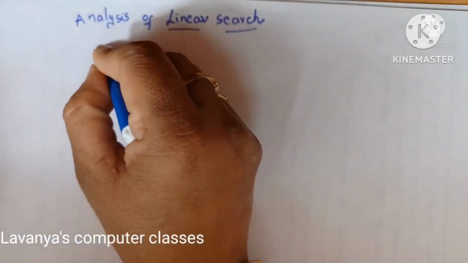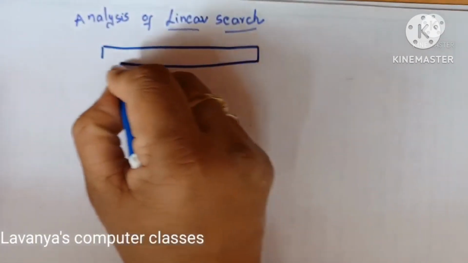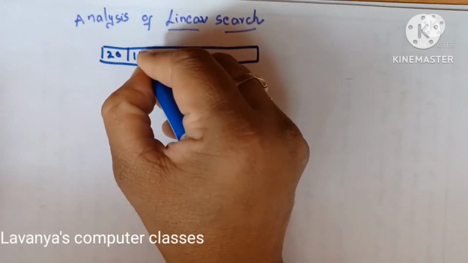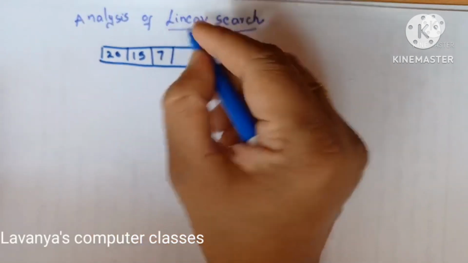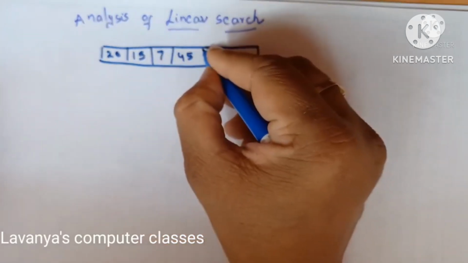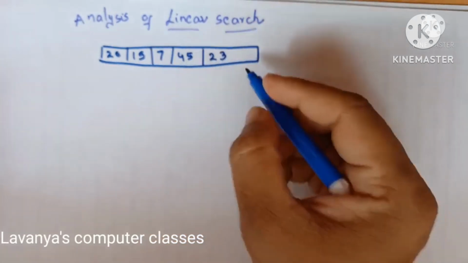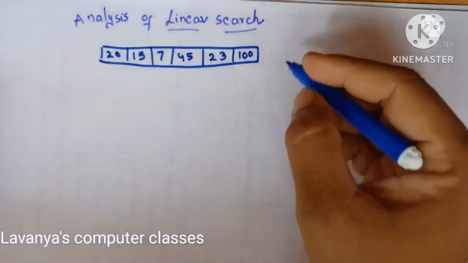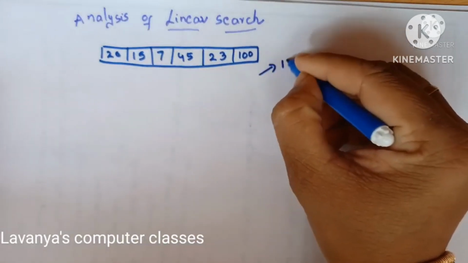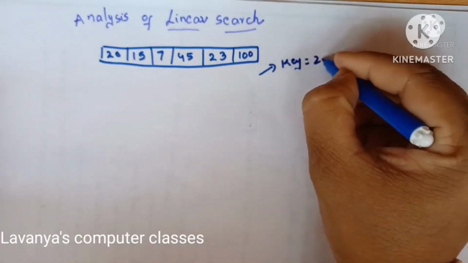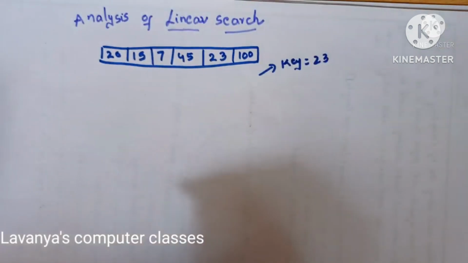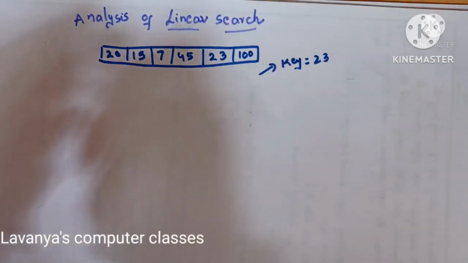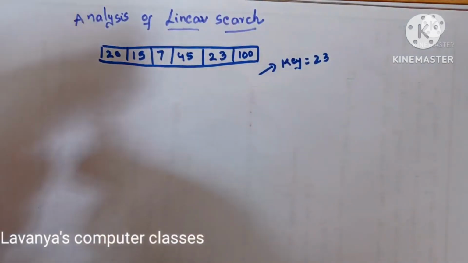For example, if you are taking some elements like this, it is an array representation. In this we are taking the elements 20, 15, 7, 45, 23. In this I want to search an element. My key element is 23. So I want to search whether the element 23 is in the given list or not. So using linear search you have to search the element.